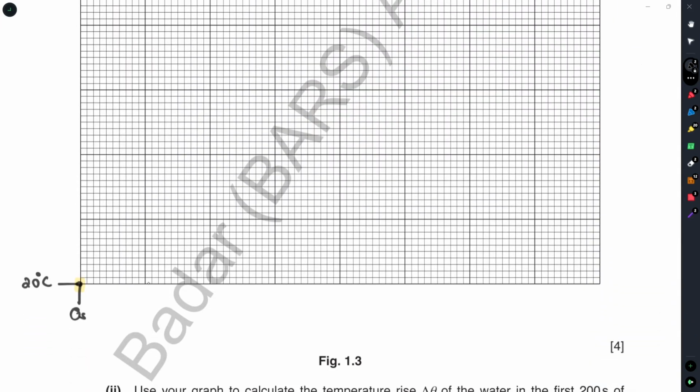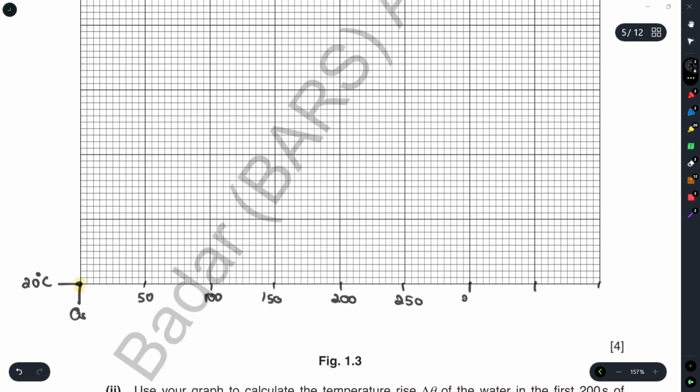All right, so you've got 1, 2, 3, 4, 5, 6, 7 and 8 boxes. Now in 8 boxes I need to fit 360 seconds. I'm going to go with 50 seconds each box. Right, 50 times 8 is 400, so within a range of 400 your 360 will fit comfortably. So you've got 200 over here, 250, 300, 350 and 400.